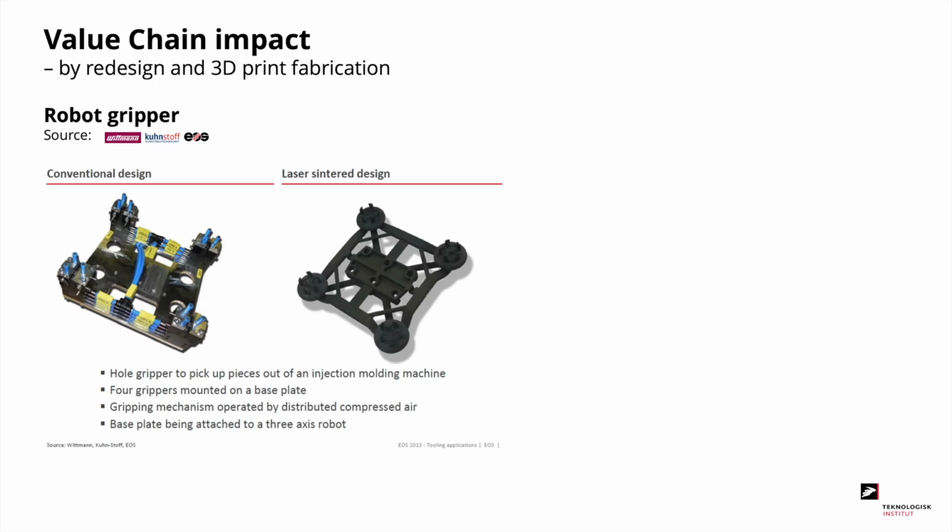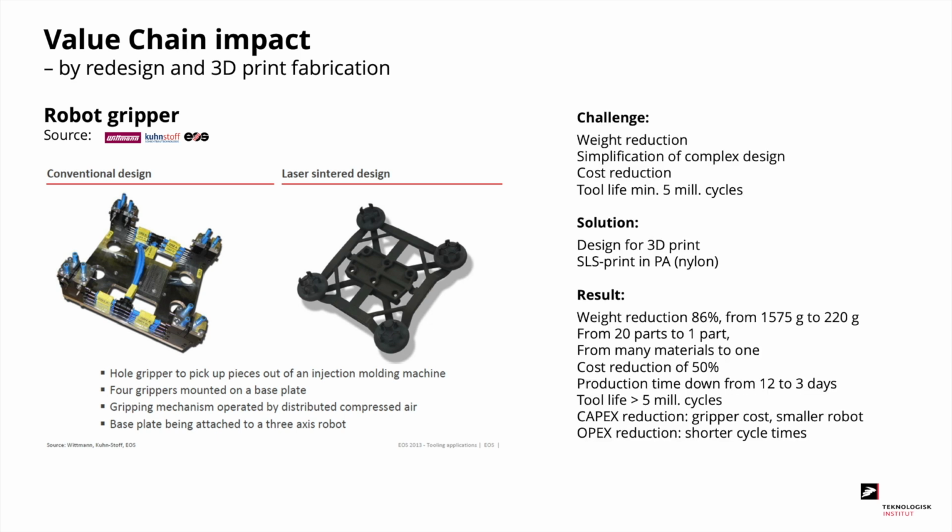And you have, to the left, the conventional design made out of many different parts of different materials, and to the right you have a laser sintered design optimized for additive manufacturing, made out of just one material. What did we achieve by this?